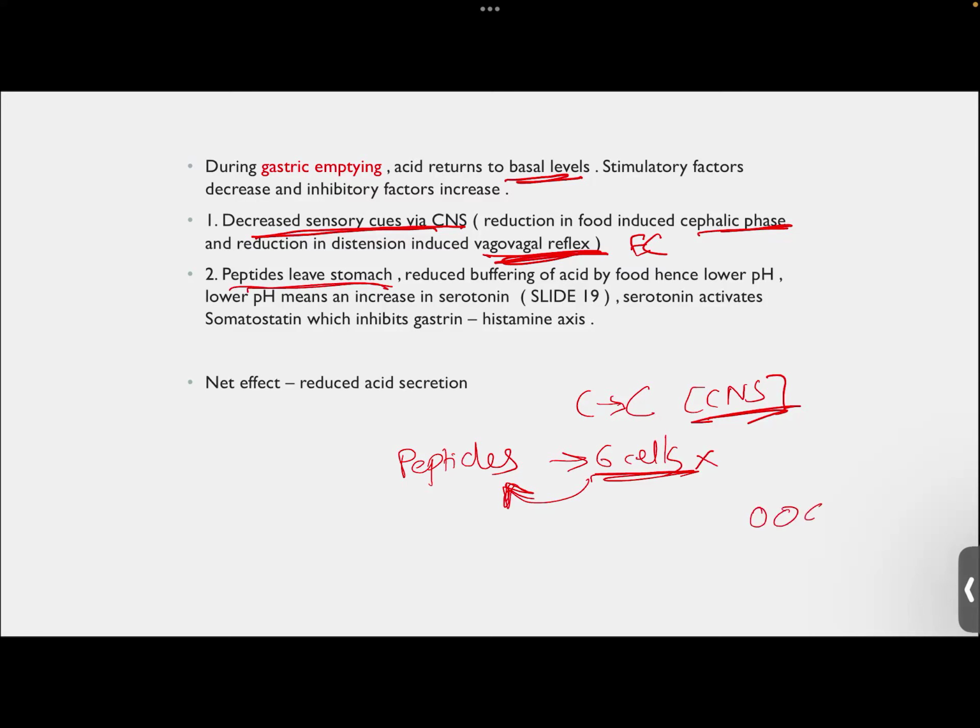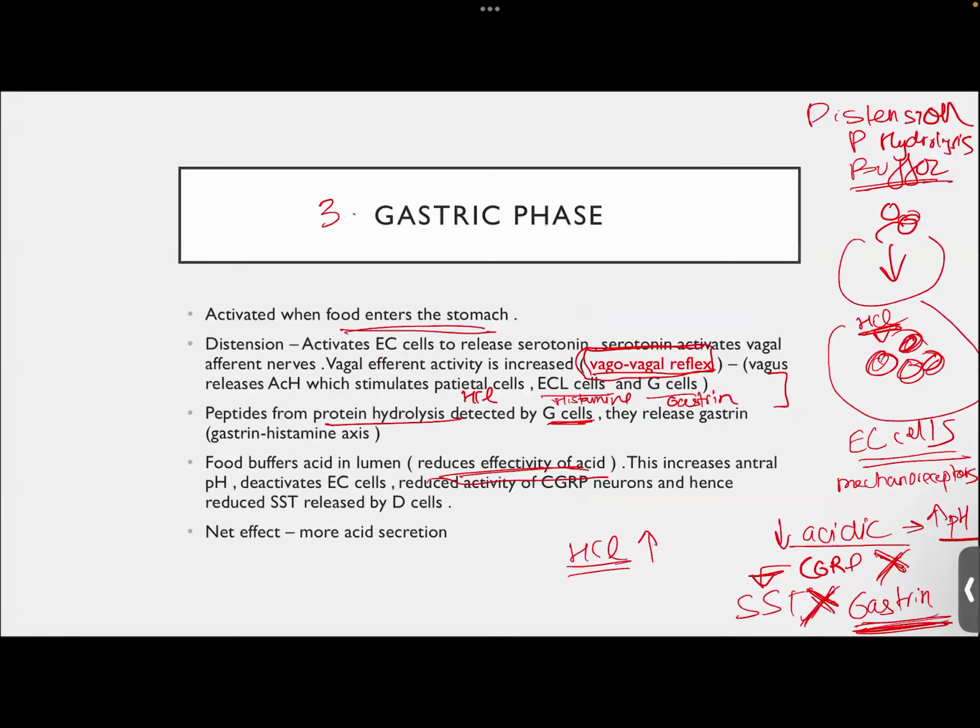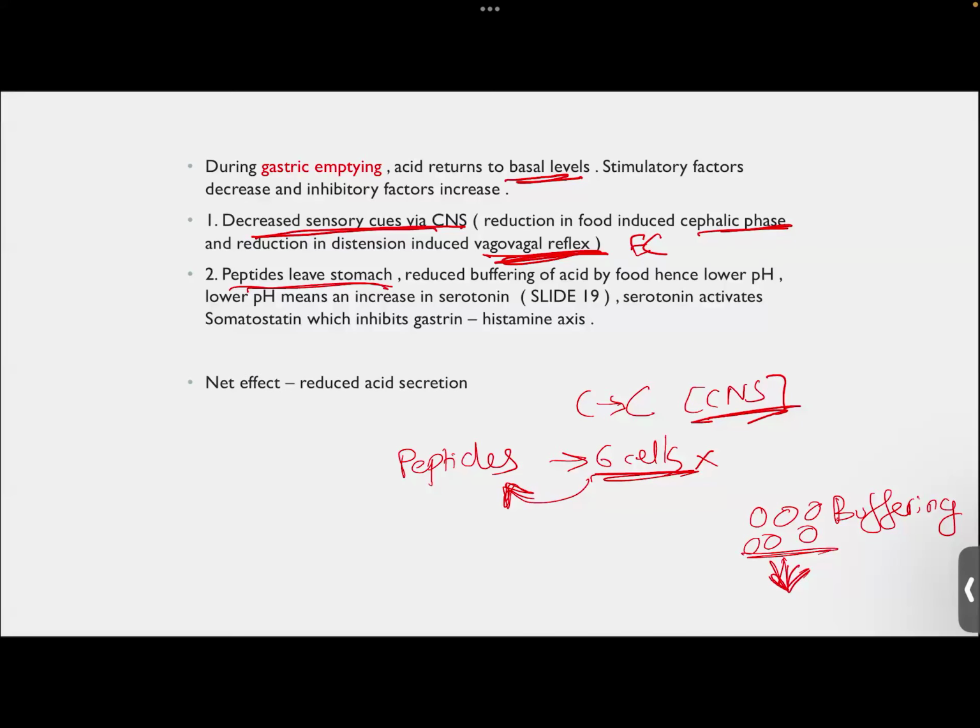Also, when the food, which was present in the stomach and was buffering, right? It was a buffer. It was reducing how effective the hydrochloric acid is. It's going to leave the stomach. That means the hydrochloric acid is once again going to be more effective. And hence, you're not going to have the buffering; the buffering obviously leads to an increase in the pH. That means it will inhibit the CGRP pathway. But if you have a normal pH, because there's no more buffer, then you're not going to inhibit the CGRP pathway. And the CGRP pathway is going to lead to somatostatin production, which is an inhibitor of acid. So that's why when you have gastric emptying, you just flip everything around, and that's what happens. You have a reduced acid secretion.